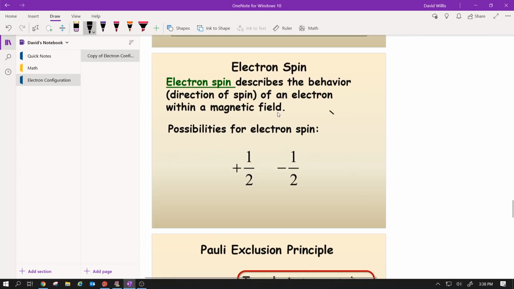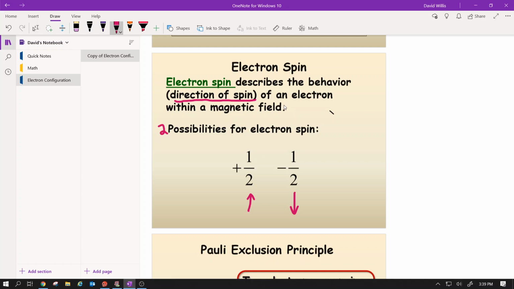First thing I want to tell you about is electron spin. I do not care that you write plus 1/2 and minus 1/2. What I want you to know is that there are two possibilities for electron spin. Sometimes these are referred to as up and down. That represents the direction of spin of an electron and the magnetic field that it creates.